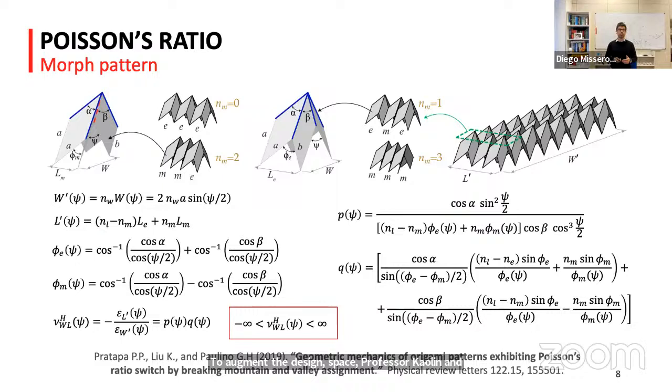And this pattern combines the features of the two previous patterns that I showed before, the Miura-Ori and the eggbox. What is interesting is that in this case, one of the creases can switch continuously between a mountain assignment and a valley assignment. And this allows achieving a Poisson ratio from minus infinity to plus infinity. And by changing, as you can see here, the number of cells in one line that are in the Miura mode or in the eggbox mode, we can also change the in-plane behavior of the tessellation.